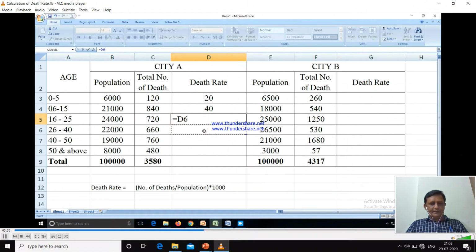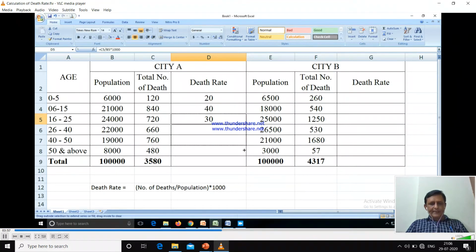Oh, just a minute. Let me check. I pressed 6. Okay, let me remove it. Okay, once again, C5, that is 720, divided by B5, that is 24,000, into 1000 is 30.